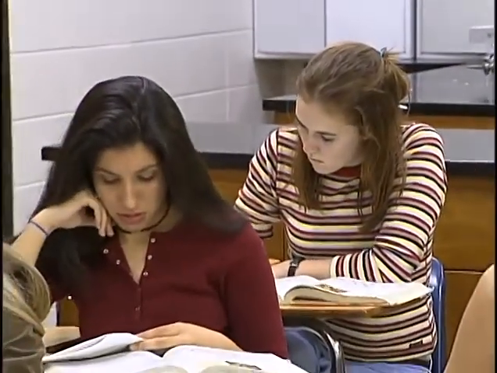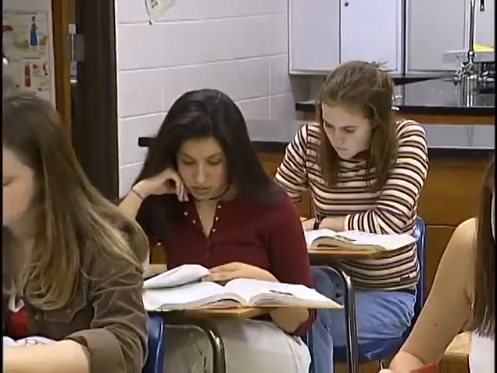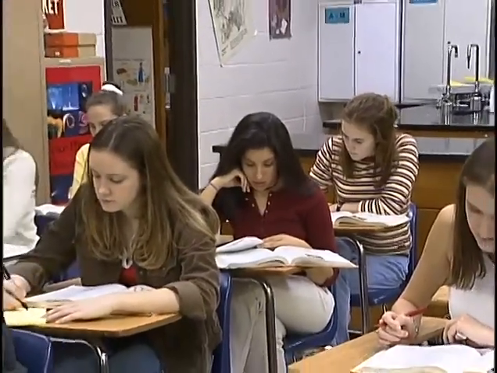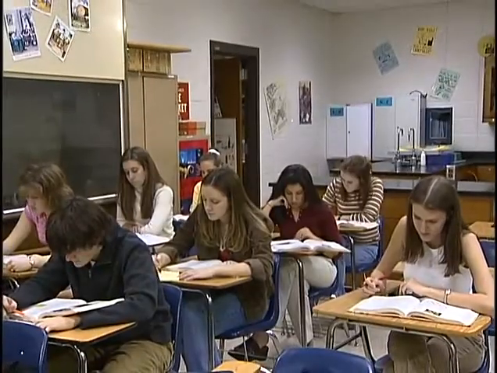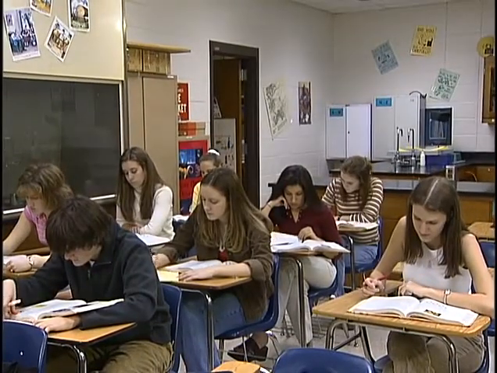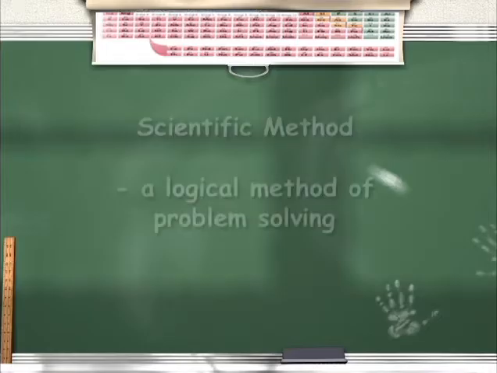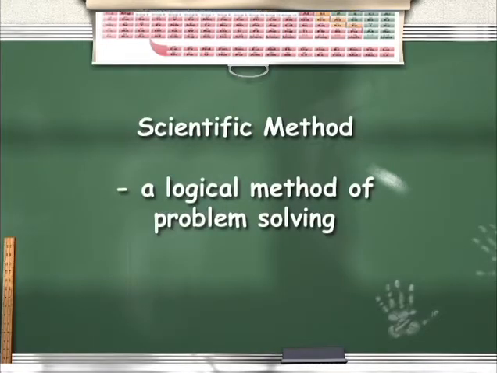Different textbooks use different terms to describe the steps of the scientific method. So if you looked in another textbook, the terms might be different, but the ideas would be the same. Okay, whenever you hear that sound and see this symbol, it's time to take notes. You'll probably find this kind of information on upcoming tests. The scientific method is a logical method of problem solving.